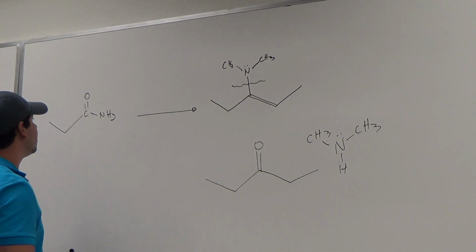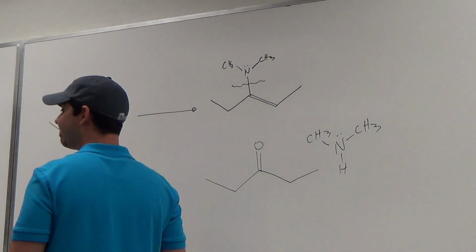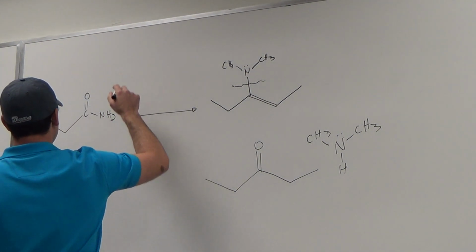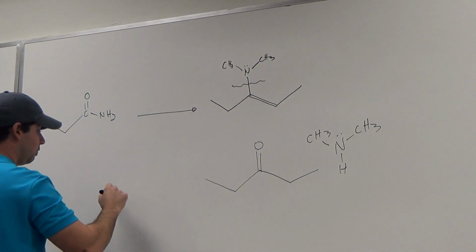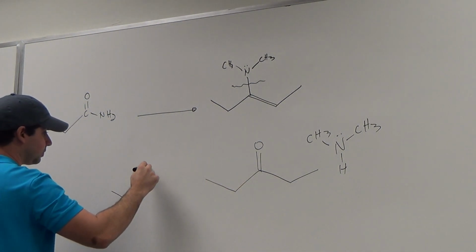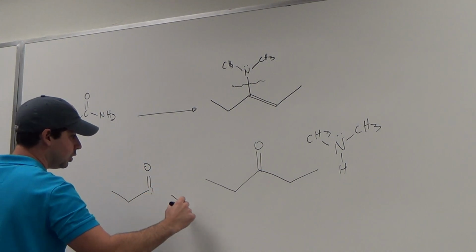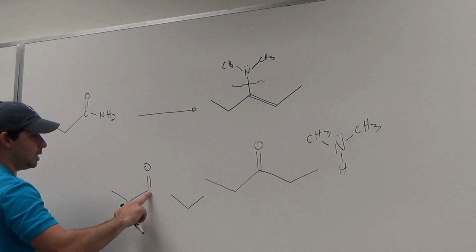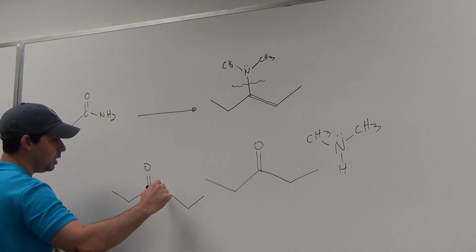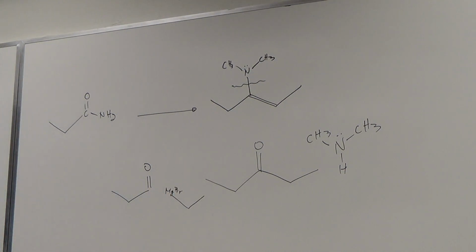So what's the first thing? Add water, right? So first things first, okay. This thing came from this, yes? And I extended this chain two carbons, yes? And this could be here MgBr. What reacts with a Grignard and a carbonyl?